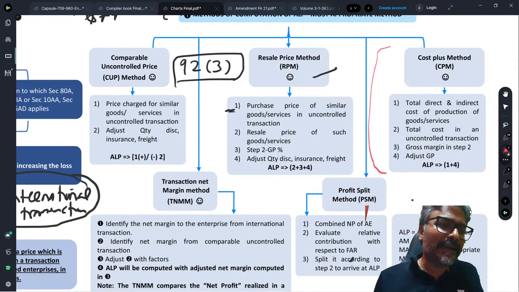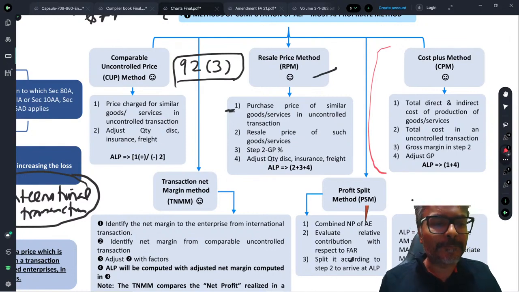To that, as you all are aware, the answer is no. Why? Because if you do it, it will result in a downward adjustment, and Section 92 subsection 3 specifically prohibits a downward adjustment. I think all of you are clear with this one.